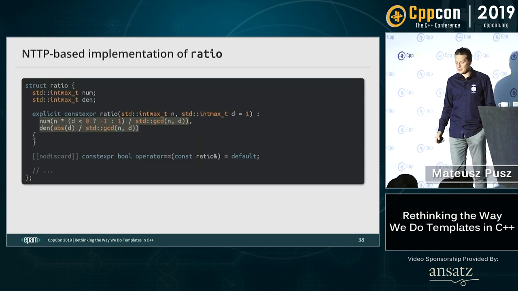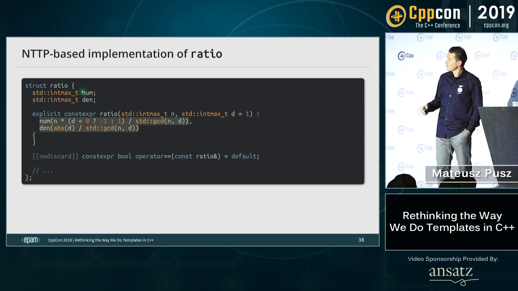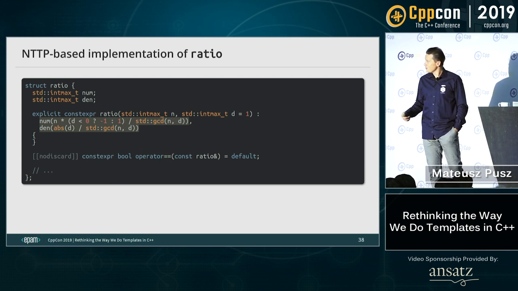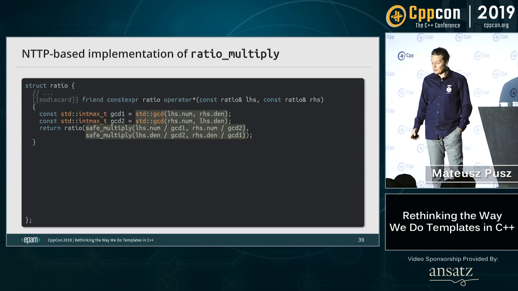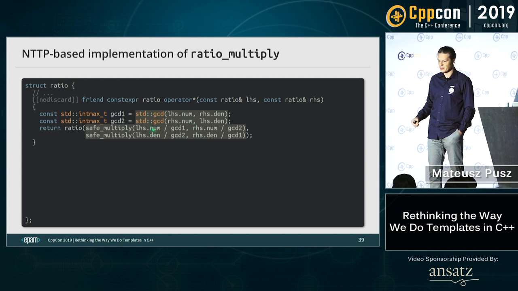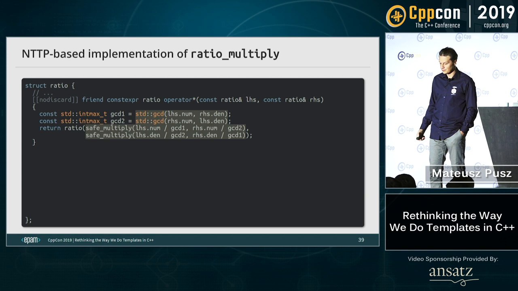Yeah, and let's see how we can implement our ratio with NTTP. We can create a simple class. This is not a template class anymore, it's just a regular class. It has two members, and it has a constructor that does exactly the same as the previous constexpr implementation of ratio. It also has this defaulted equality operator that is mandated to use it as an NTTP. And ratio multiply can be implemented easily by the multiply operator, with the same implementation that was used for the constexpr implementation in the second case.